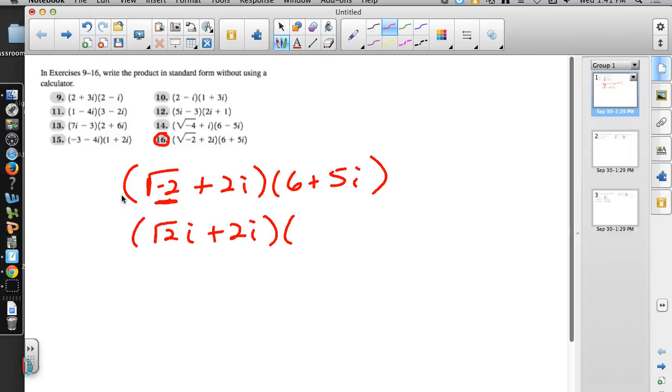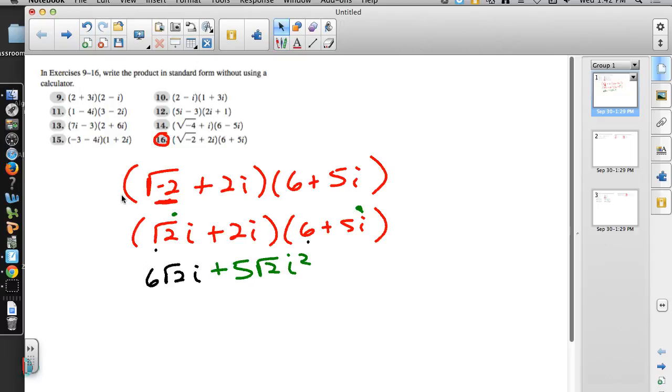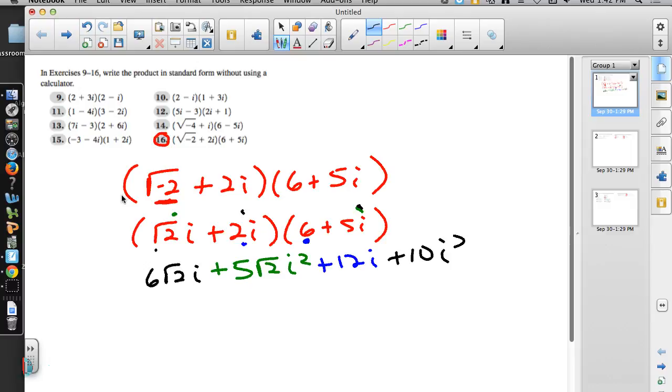Because remember, when you pull the square root of -1 out of something, in this case we're factoring it out, what you're going to do is create that imaginary number by pulling that out. So now we would do FOIL, and first times first would give us 6 times the square root of 2i. Outside times outside would give us plus 5 square roots of 2i squared, because those both have an i in them. Inside times inside would give us plus 12i. And last times last would give us plus 10i squared.